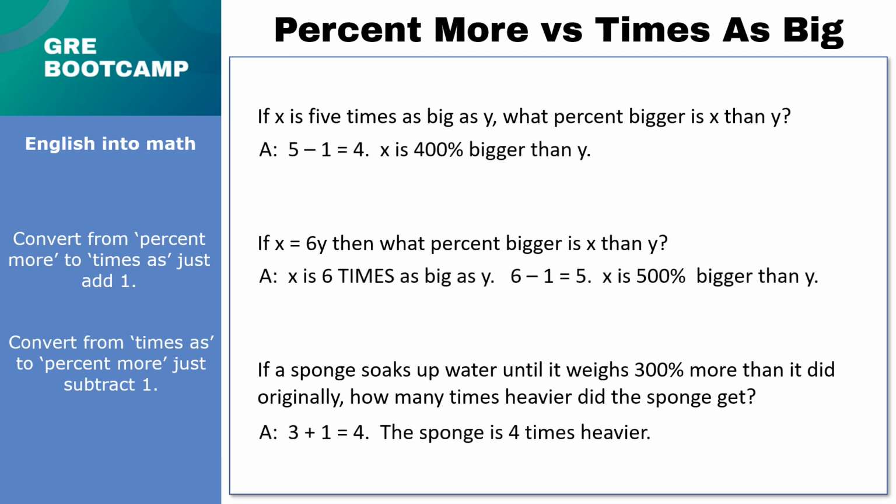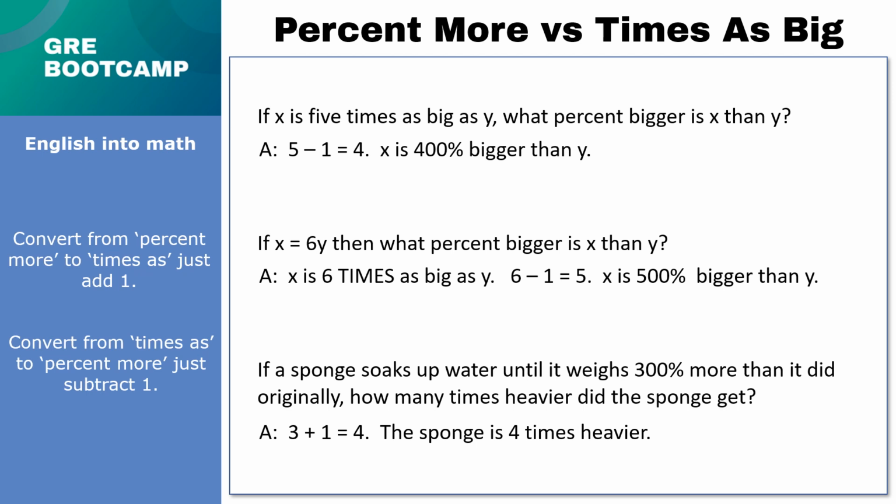Okay, for number 1, we're going from times as big to percent bigger. That means we subtract 1. 5 minus 1 is 4, so x is 400% bigger than y. On number 2, we're told that x is 6 times as big as y. So again, we're going from times bigger to percent bigger. That means we subtract 1. 6 minus 1 is 5. X is 500% bigger than y.